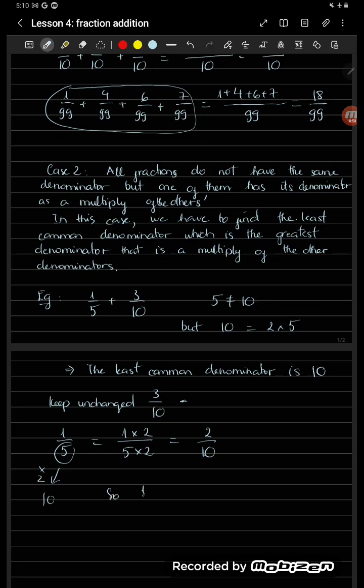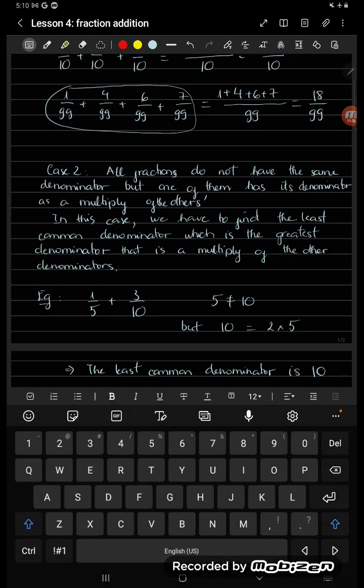So 1 over 5 plus 3 over 10, we can write as 2 over 10. So 1 over 5 becomes 2 over 10, plus 3 over 10. Now both of them have the same denominator, so we just apply the rule above. Just add the top parts together and keep the bottom part unchanged. So it's 5 over 10. Okay, so the answer is 5 over 10.